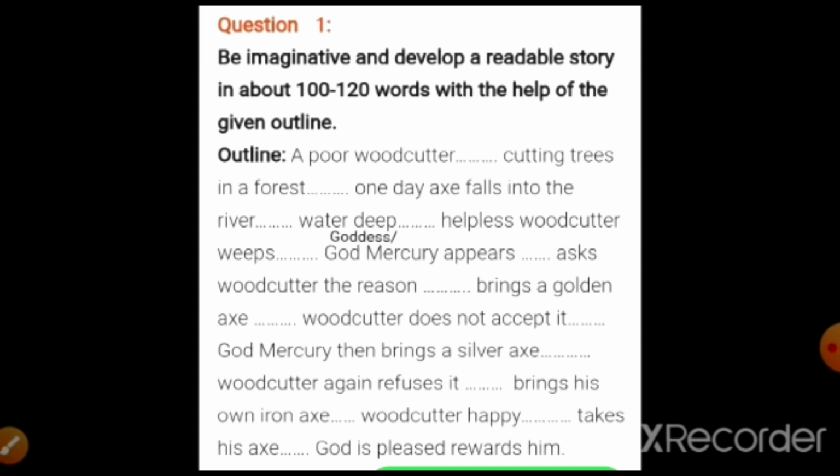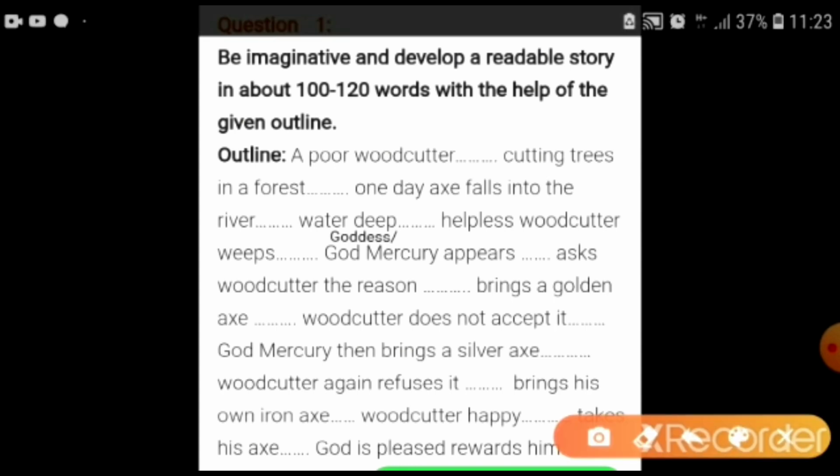The first thing to remember about short story writing is that the question is always given in the present tense and we should change it into the past tense. Like this: falls changes into fell. Weeps changes into wept, second form of the verb. Appears, appeared. Asks changes into asked. Brings changes into brought. Does not changes into did not. Refuses changes into refused. God is pleased changes into God was pleased. Takes changes into took.